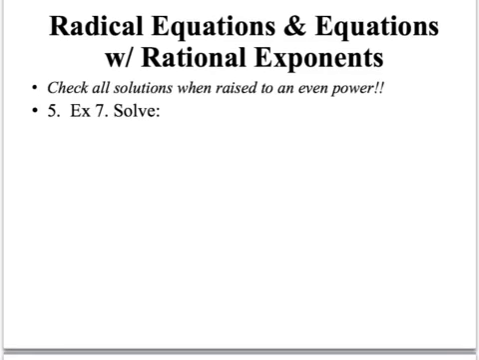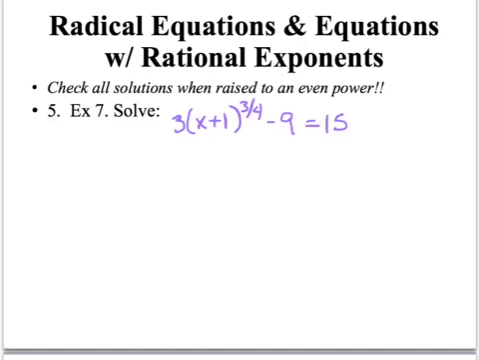Okay, the next one. It's going to be 3 times the quantity x plus 1 raised to the 3/4 power minus 9 equals 15. And if you remember from a few days ago, you can rewrite radicals in form of rational equations.